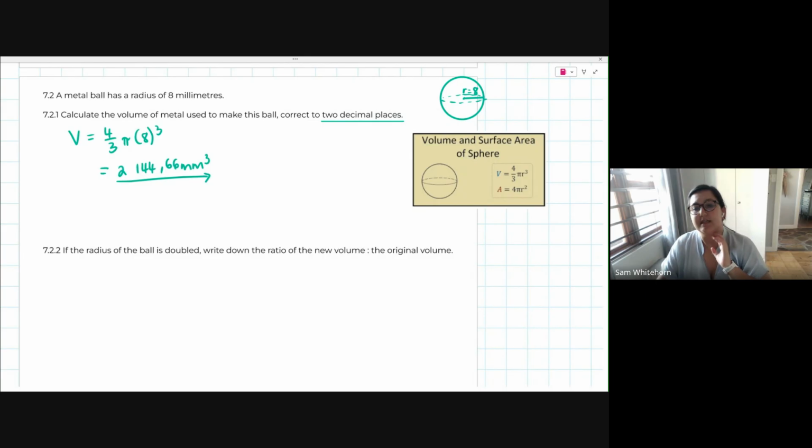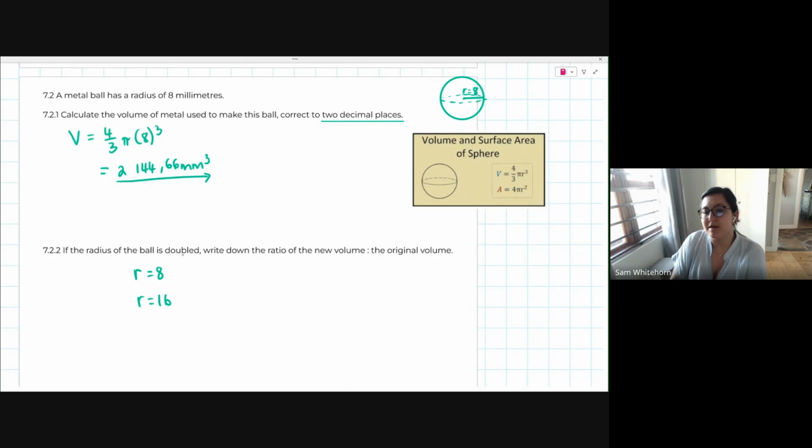Right, so 7.2 now says if the radius of the ball is doubled, write down the ratio of the new volume to the original volume. Okay, now technically we shouldn't even need to calculate a new ratio or anything like that. We should hopefully understand what's going to happen. If we were to double that radius, the radius is currently 8. If I doubled it, I would obviously have 16.